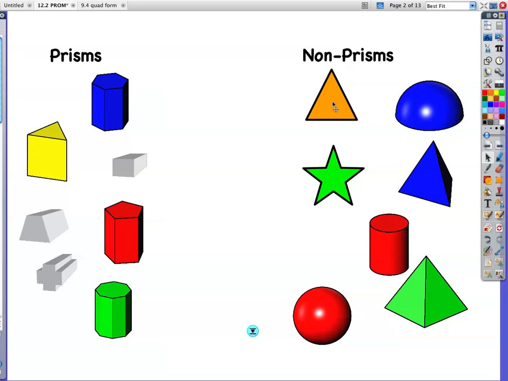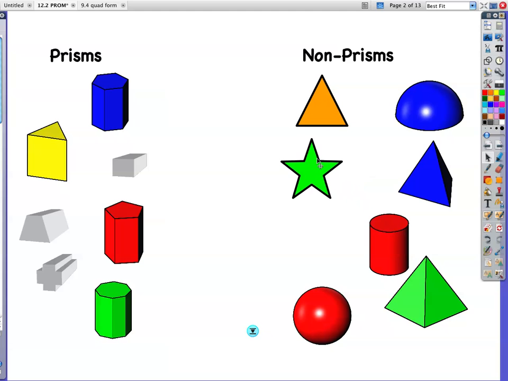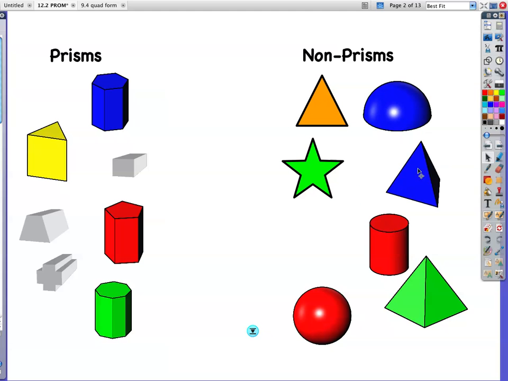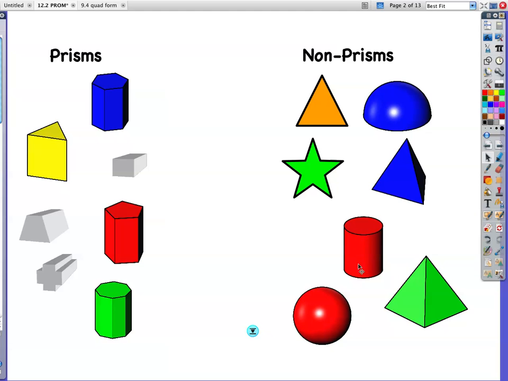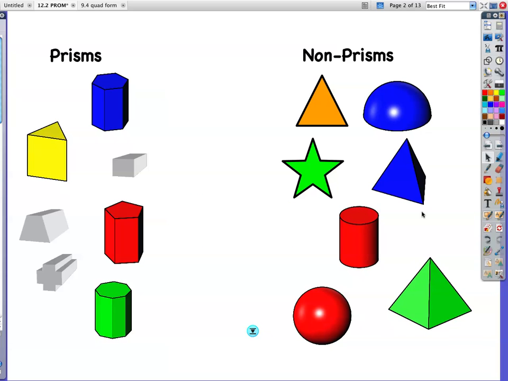These are not prisms. First of all, that's a two-dimensional figure. It's not even three-dimensional. This has curves in it. The cylinder does not have rectangular faces, so that disqualifies it from being a prism. These have triangular faces, so that makes it not a prism. We will talk about what most of those shapes are in a little bit.